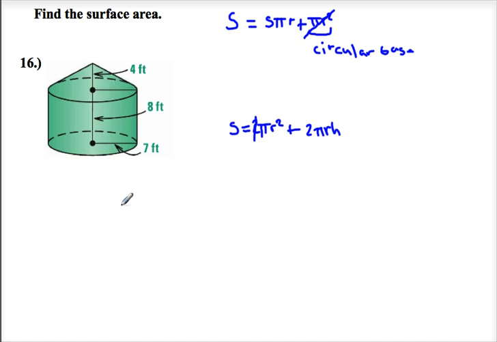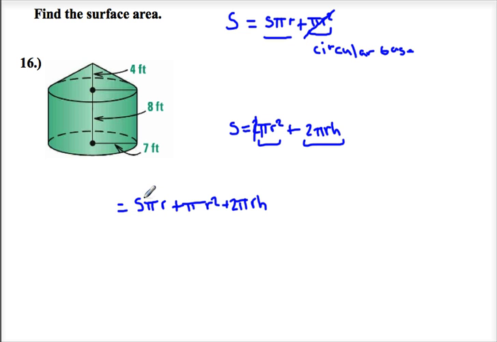So the surface area of this figure is going to be slant height times pi times the radius. That's this right here, plus the circle here, pi r squared, plus 2 pi r h. Remember, this h is the height of the cylinder, which is this right here. So it looks like we're going to have a little work on our hands.